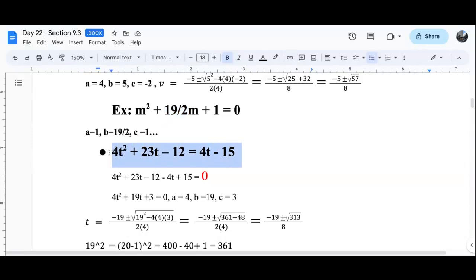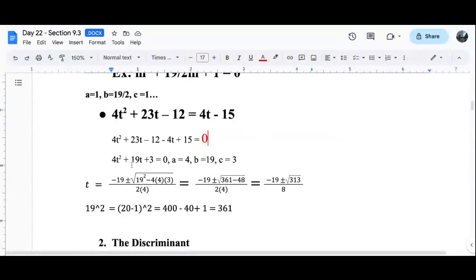So let's see this example. In this example, we don't get one side to be 0. So the first thing to do is to make the right-hand side 0. So we move 4t to the other side, becoming negative 4t. We move negative 15 to the other side, becoming positive 15. So we get 23t minus 4t, and negative 15 to the other side becomes plus 15.